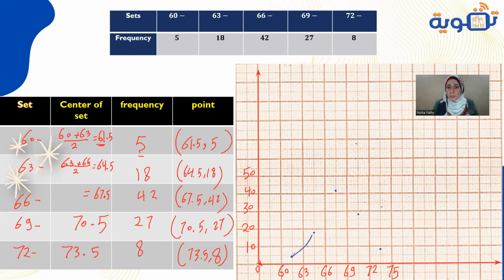Then I will join the points like this. And this is called the frequency curve. If he said frequency polygon, I will join them using a ruler. But if he said curve, I will join them using your hand like this. And this is a frequency curve.